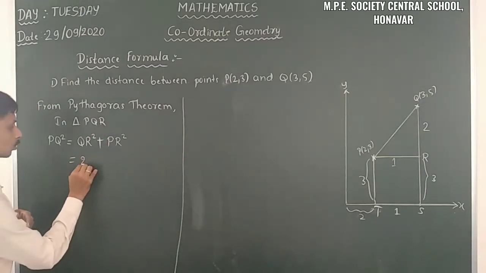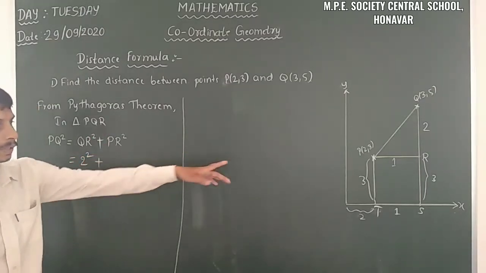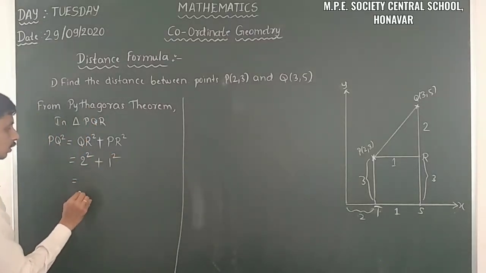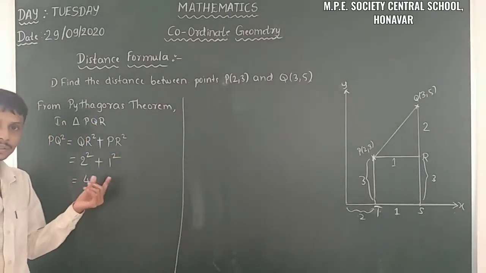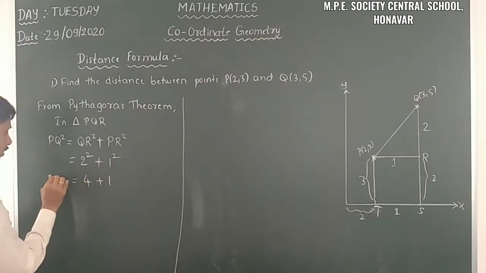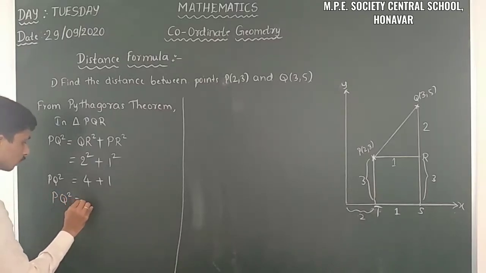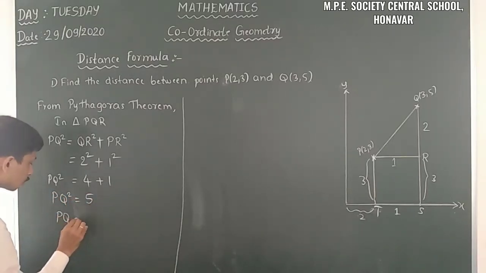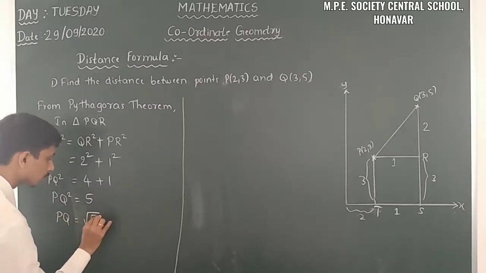So that means substitute QR is equal to 2 square and PR is equal to 1. Substitute PR is 1 square. That is 2 square is 4. 2 square is equal to 4 plus 1. 1 square is 1. So PQ square is equal to 4 plus 1. That is PQ square is equal to 5. Then PQ is equal to square root of 5.